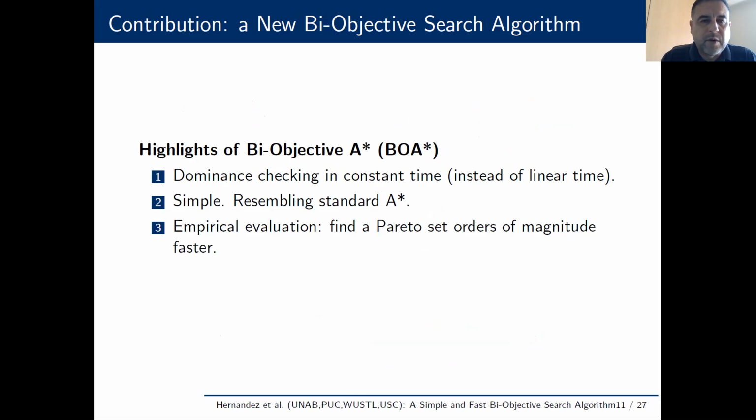What is our contribution? We present a new bi-objective search algorithm. The main feature of this algorithm is that the dominance checking process is done in constant time instead of linear time. This feature represents the main characteristic of our algorithm. This algorithm is simple and resembles standard A star. We find the Pareto set an order of magnitude faster than the other state of the art algorithms.